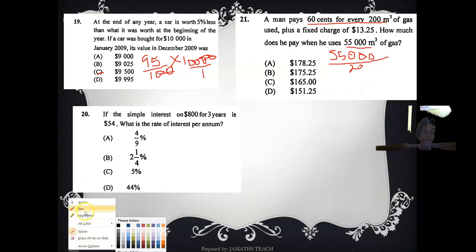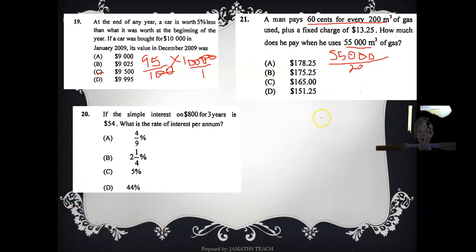So we divide the 55,000 by 200. Zeros cancel, zeros cancel. 2 into 550. 25 1, 20 15 7. So that would be 275.